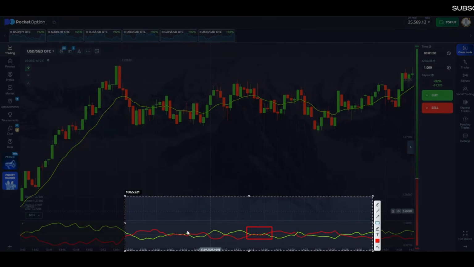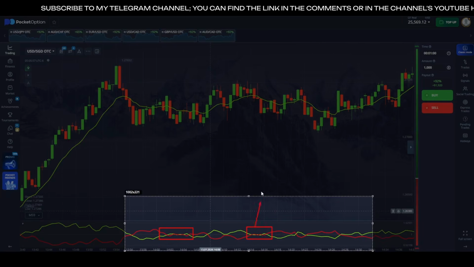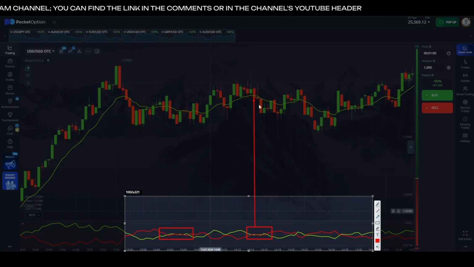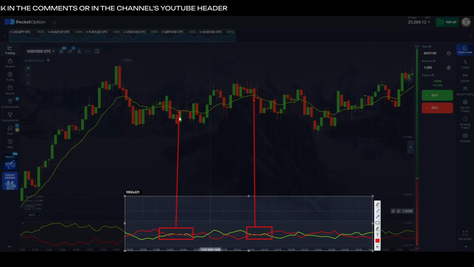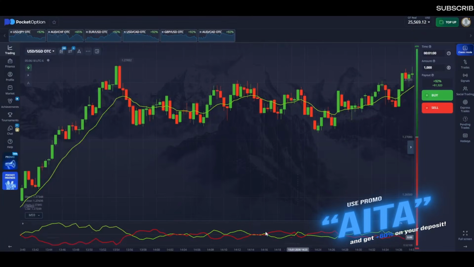Look, when the lines are just tangled up with each other, you skip that. Plus, we also see that at the moment when the lines are intertwined like this, the price is within the moving average. So we can't even get a clear signal from the moving average. So that's the first thing you should skip.